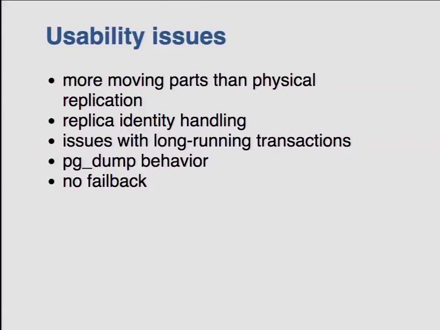So I mentioned already in the beginning, physical replication is not going away because it just works. It's much easier. I mentioned replica identity handling, that's the issue with the primary keys. There are some issues with long-running transactions. That's just the way logical decoding works. It doesn't decode your transaction until it's committed. So if you have a long-running transaction, there will be an appearance of lag because it doesn't start replicating until you commit. Whereas in physical replication, it just ships the bits and bytes over, and interprets them later, but it can't do that here.